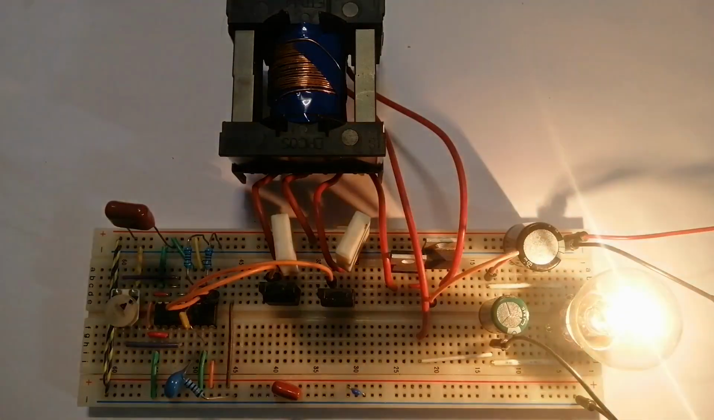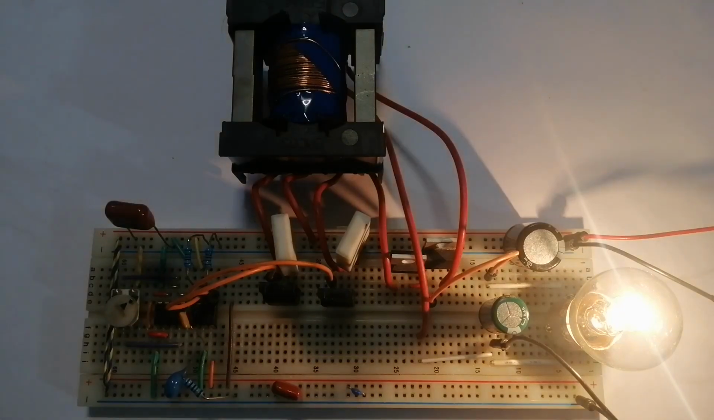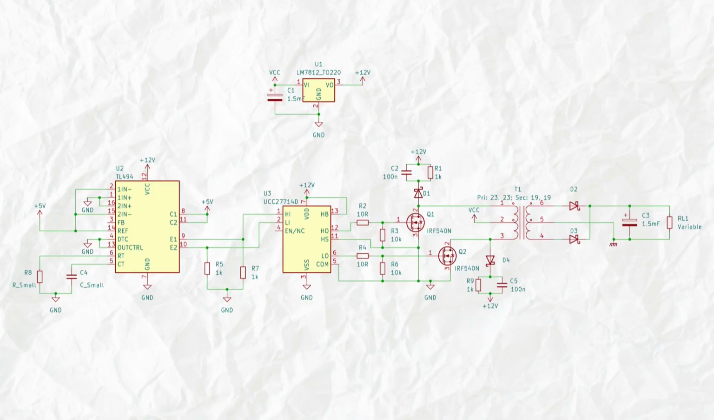Next, we build the actual circuit on a breadboard, and here it is. The schematic is the following, and on the left you can see I have the TL494 as a controller. The second IC is a dual MOSFET driver, which is the same one that I've used in previous videos. And then we just have the transformer and the rectifier and the capacitor on the output. In this schematic, I already added the snubber circuits that I'll talk about later.